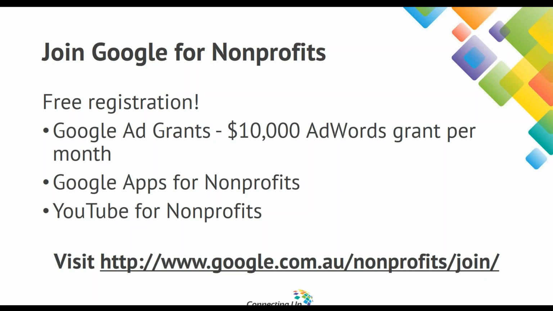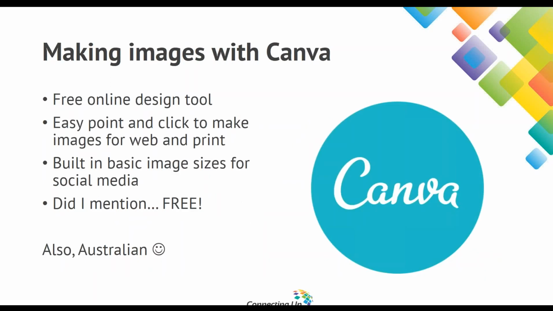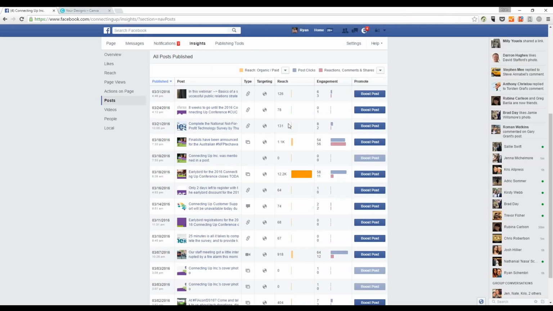All right, so let's talk about making images with Canva. Now, the reason why I'm focusing on Canva here is because it's free. You can do it online, and it's pretty much point and click. It also has basic image sizes for social media built in, so you don't need to be an expert on social media image sizes.